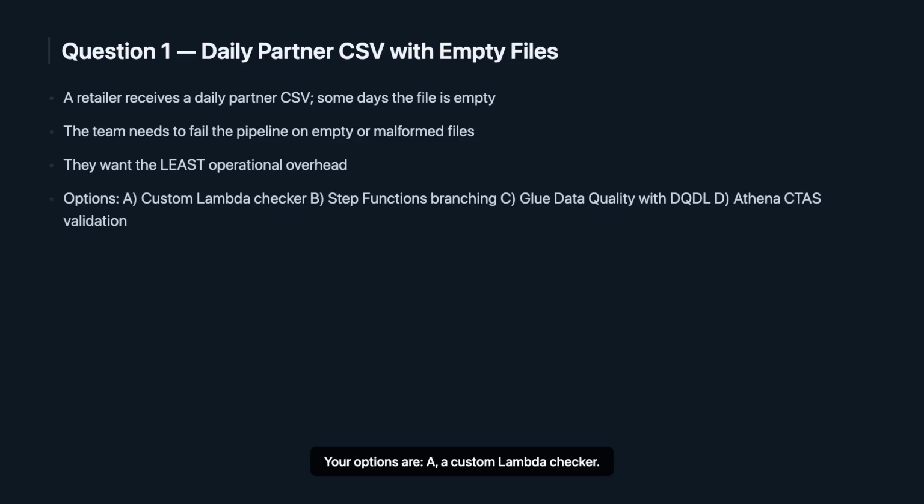A custom Lambda checker, B. Step Functions branching, C. Glue Data Quality with DQDL, or D. Athena CTAS validation. The qualifier here is least operational overhead. Take a moment to think before I walk through the elimination.